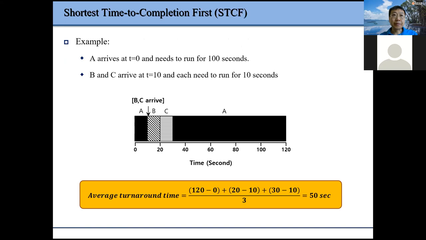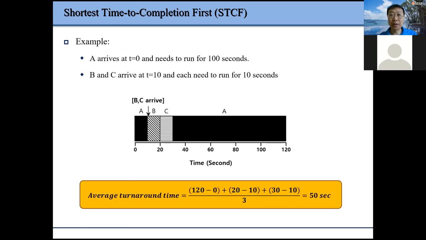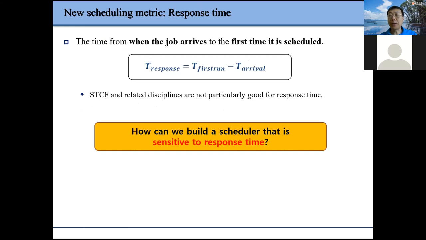Then when we introduce preemption, which means we can do rescheduling during the execution of a process, we change it to shortest time to completion first, STCF. Generally speaking, this is shortest job first. However, because we can do preemption, we look at the job's time to completion, so this time becomes important. Then another performance metric is response time.